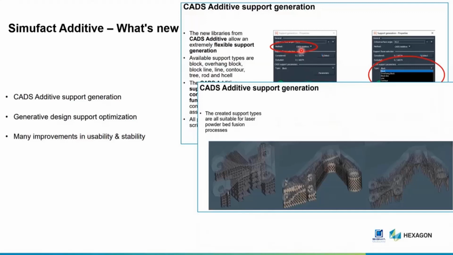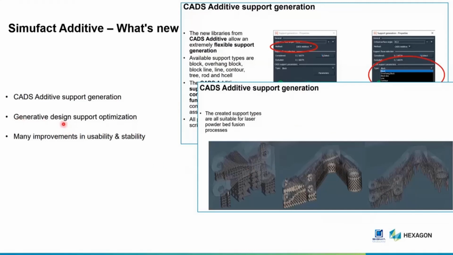One is of Simufact, then Materialise Magics, and CAD additive. Under that we have different types of supports. Based on different part geometry, you can pick the one which is most convenient for you.